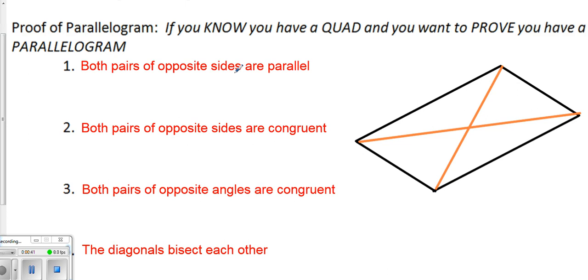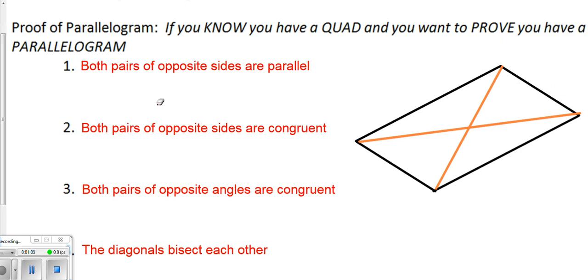So if you can use your other properties, other facts and figures that we've learned about from before, like alternate interior angles, same side interior angles, if you can use things like that to show that this one is parallel to this one, and this one is parallel to this one. So if you can show that both pairs of opposite sides are parallel, then this figure has to be a parallelogram. That's one way to do it.